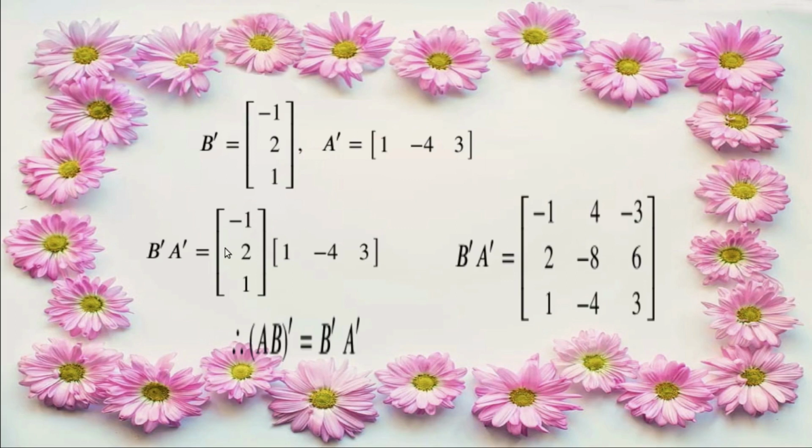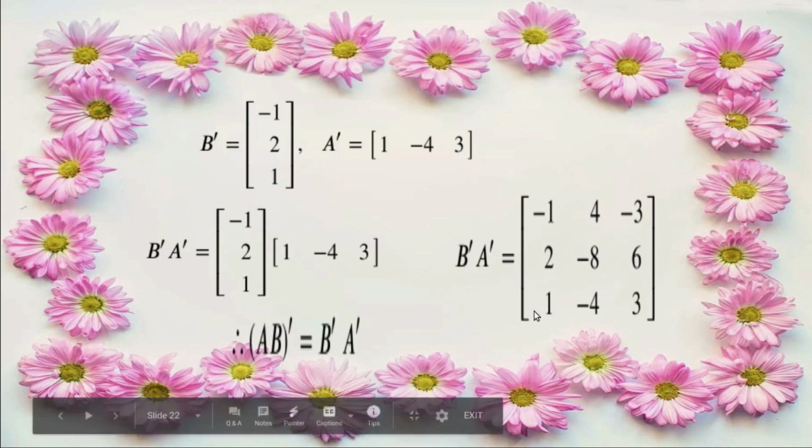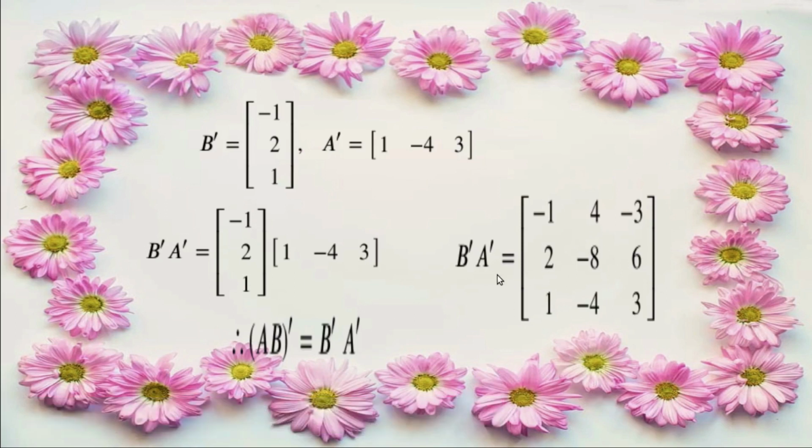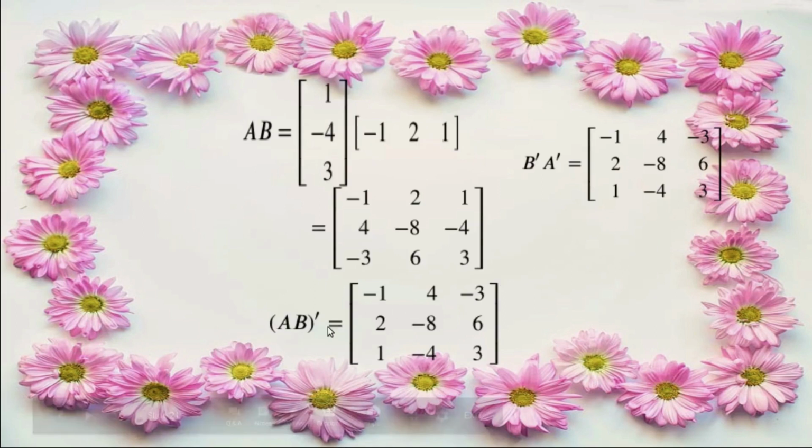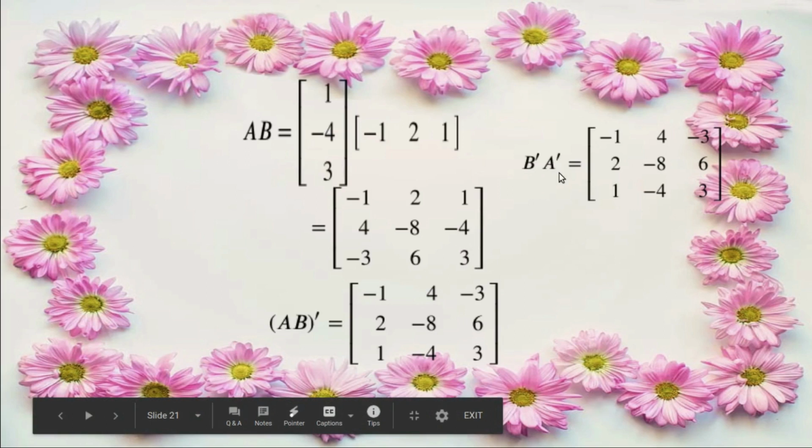Then take the second row. Second row into first column, 2 into 1 is 2. 2 into minus 4, minus 8. 2 into 3, 6. 1 into 1 is 1, 1 into minus 4 is minus 4, 1 into 3 is 3. So this is B transpose into A transpose. Now we have AB transpose and B transpose A transpose. Comparing these two, we have AB transpose is equal to B transpose into A transpose.